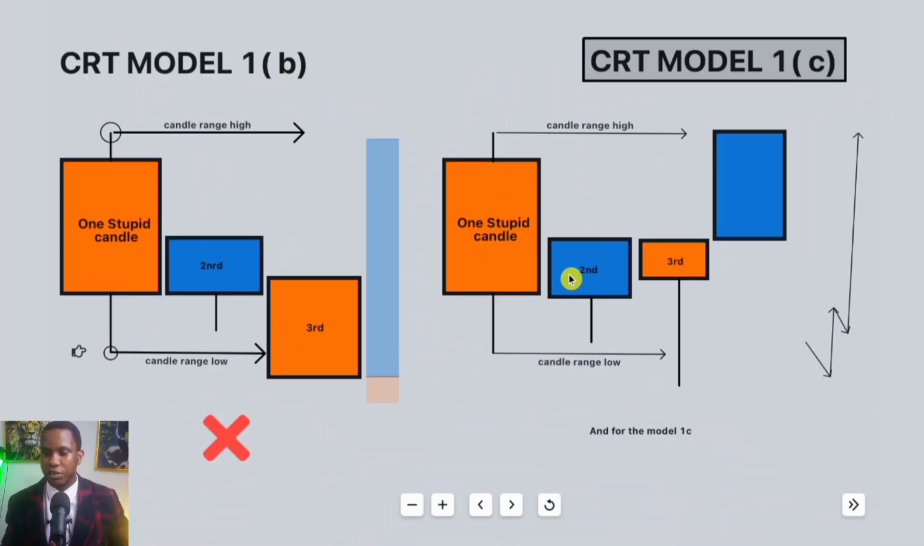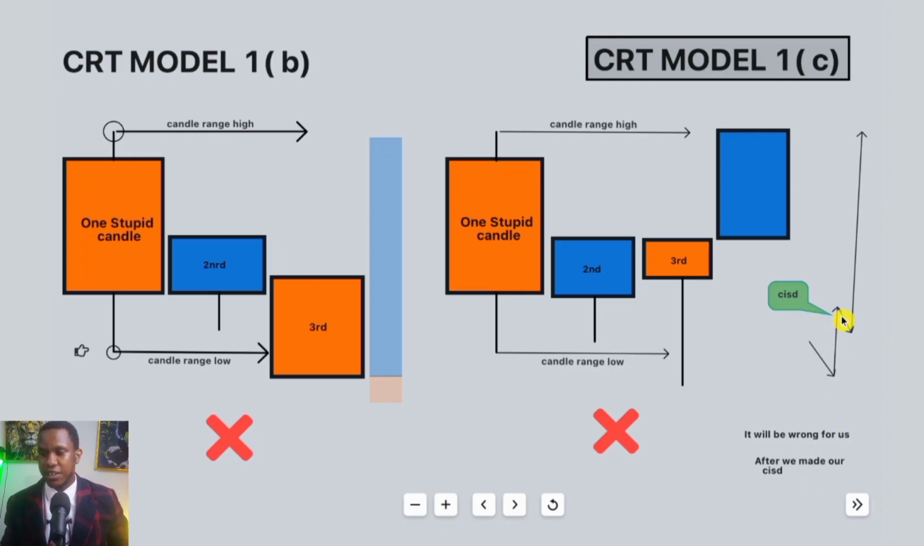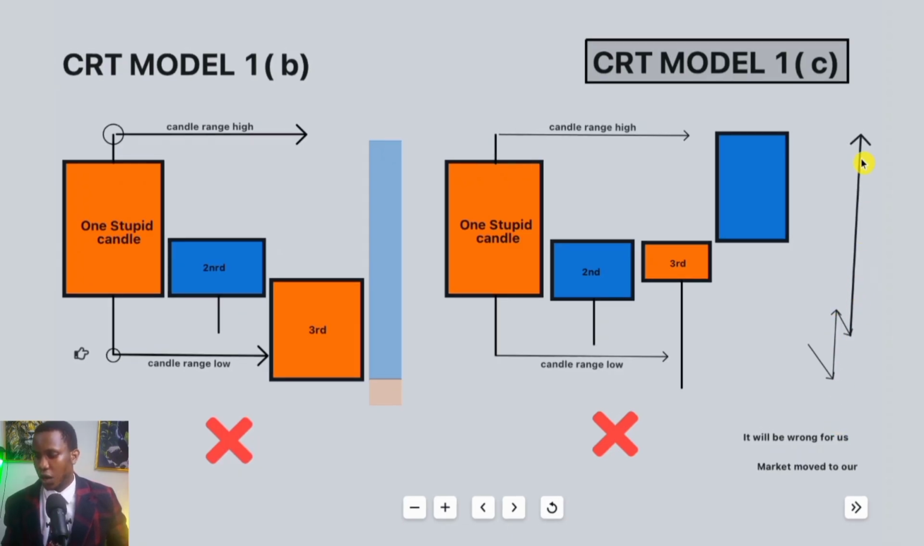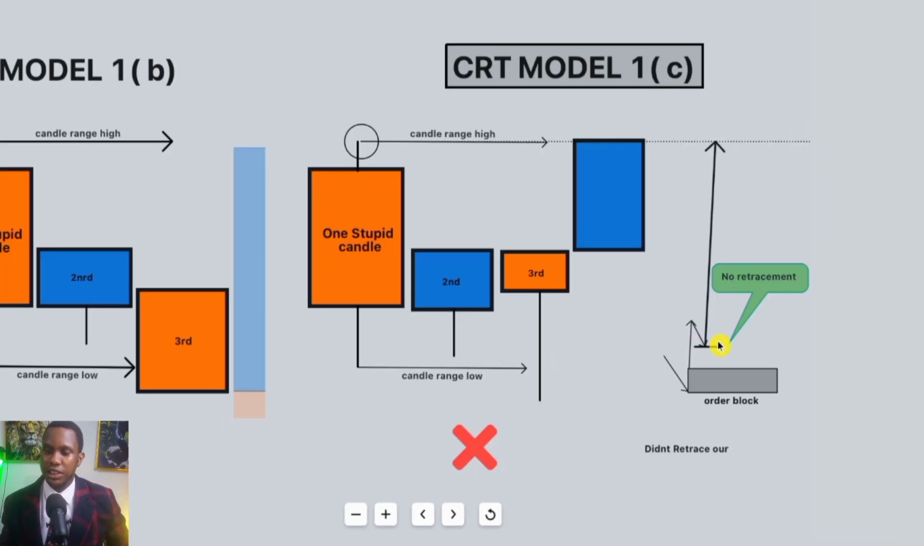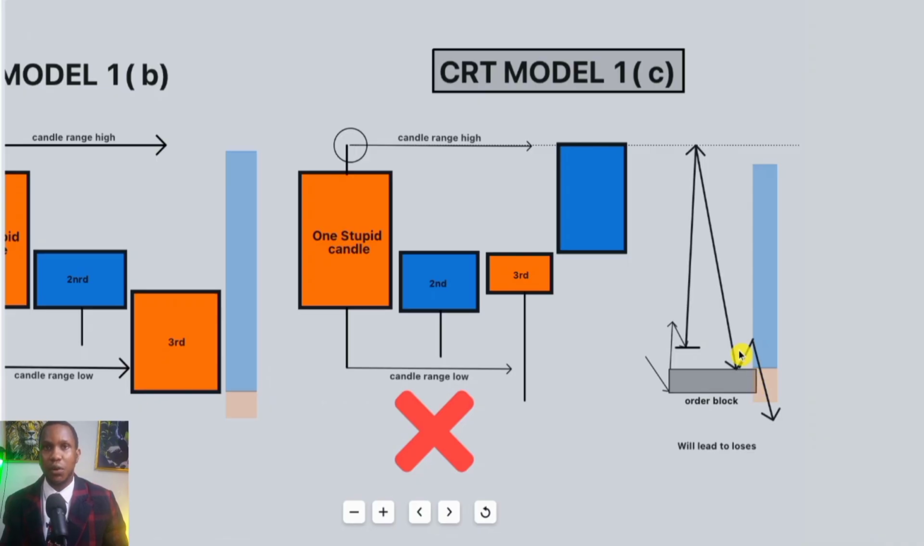And for our variation 1C, it will be wrong for us after we made this change in state of delivery and market moved to this our candle range high and it didn't retrace to our order block level. And when market finally comes back again, we try to buy. It will invalidate our setup, traders.